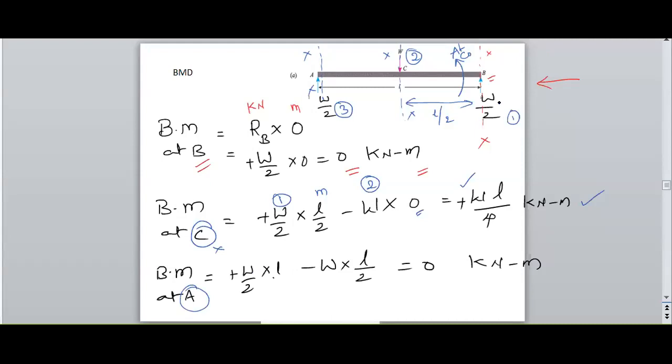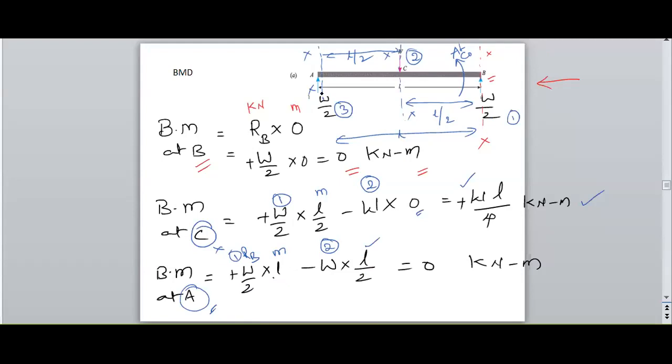The first force is W by 2, and the distance from A is nothing but L. Therefore, this is the distance from RB. This is the first force. And the next force is W. From A, what is the distance? It is L by 2. This is the second force: W is the second force, and its distance is L by 2.